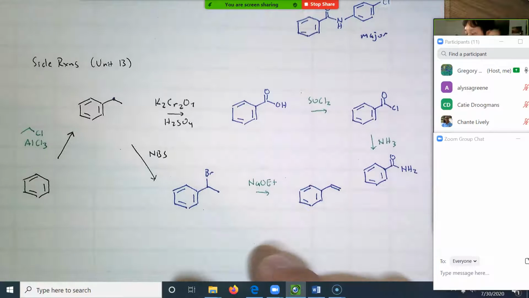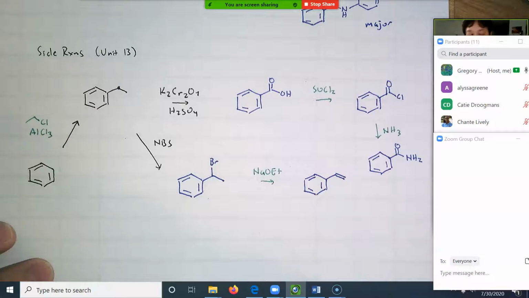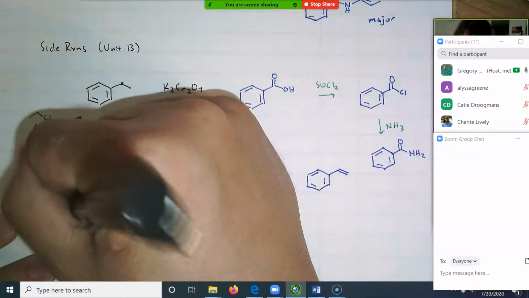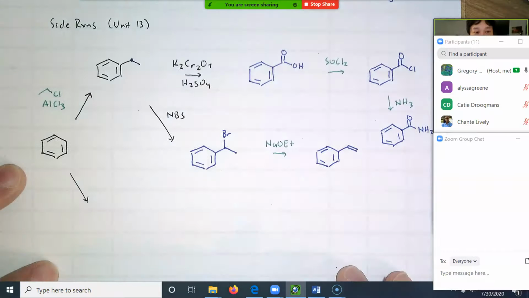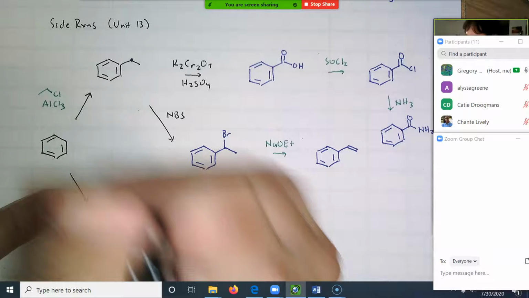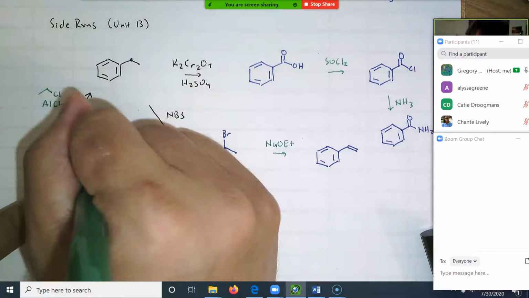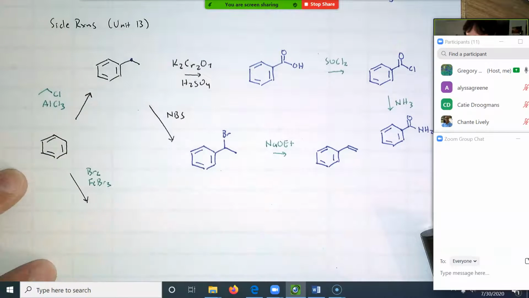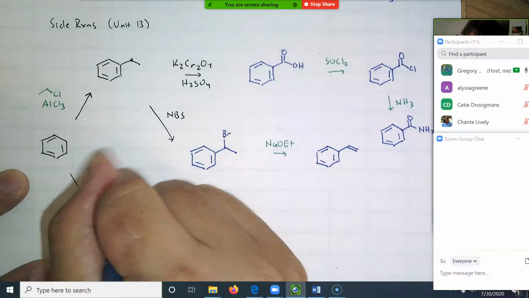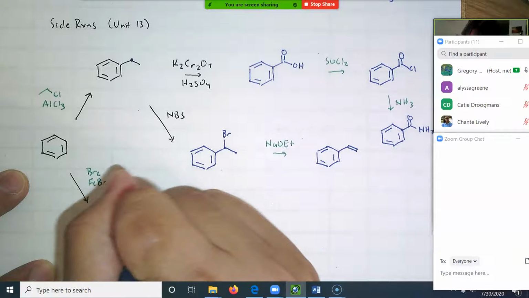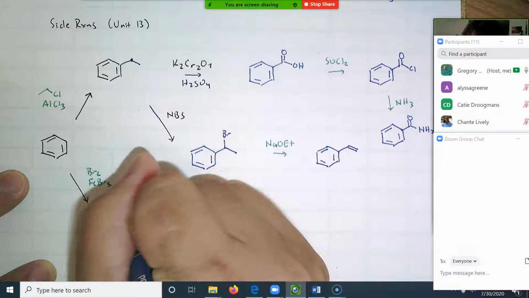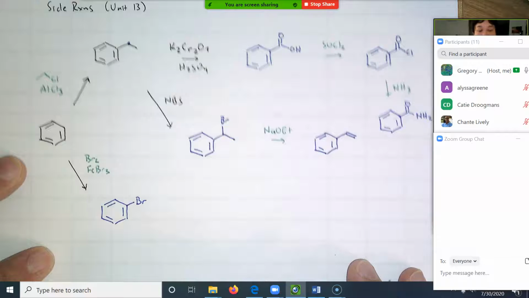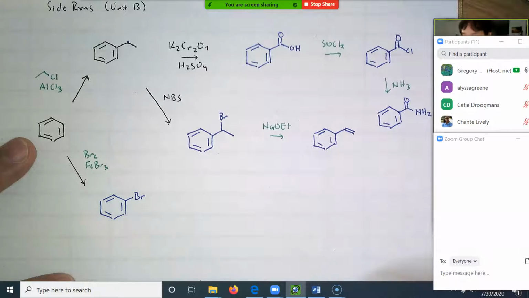Let's see. Oh, 2 more side reactions. This one I haven't really talked about. But let's say we do a bromination. Br2, FeBr3. What could I possibly do with this molecule here? Okay. Grignard.